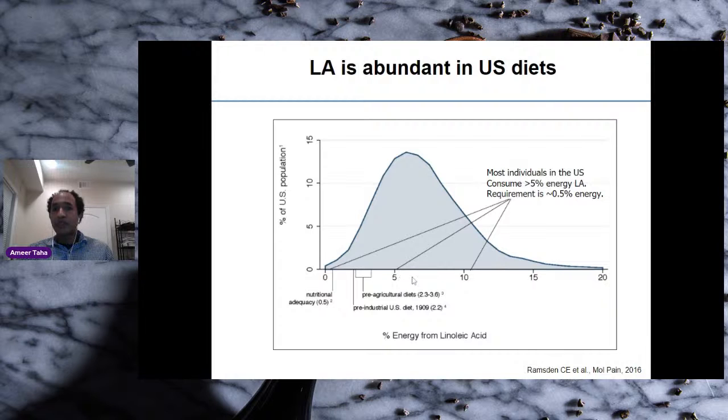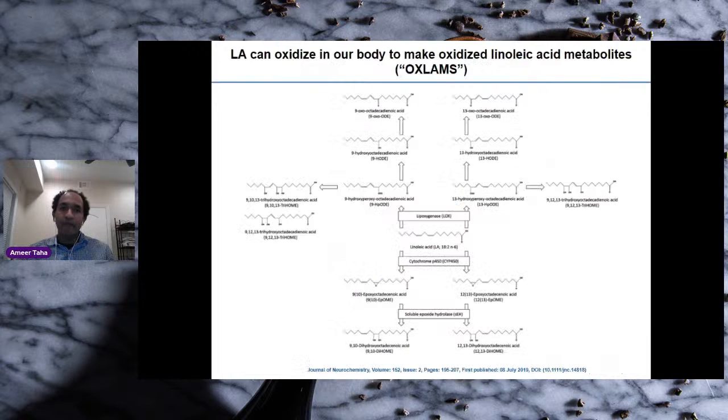5% is 10 times the minimum requirement. 7% is much higher, 14 times higher. So you can appreciate that there's a lot of linoleic acid in the food supply. Now, LA, just like any fats, can oxidize.